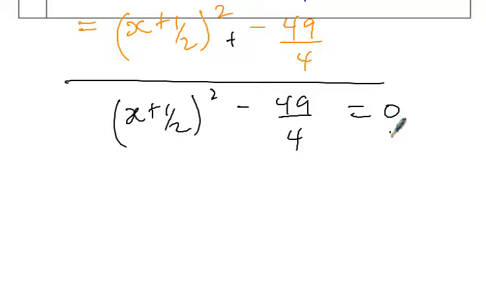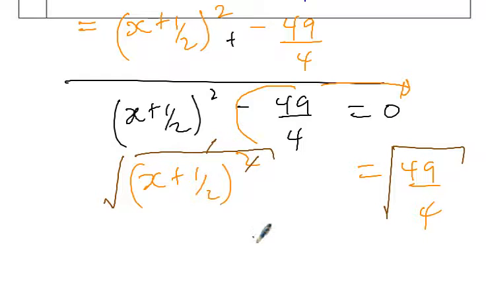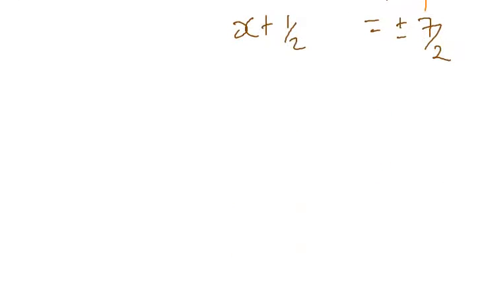Now it turns into an equation. Take this minus 49 out of 4 to this side. X plus a half squared should equal to 49 out of 4. And since this unknown is on the square, now we can take the square root on both sides, and we can comfortably write x plus a half should equal to, now when you take the square root of this number, it can be plus or minus 7 out of 2, and that now helps us to get our two answers.